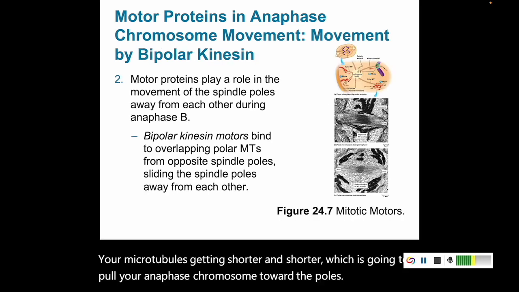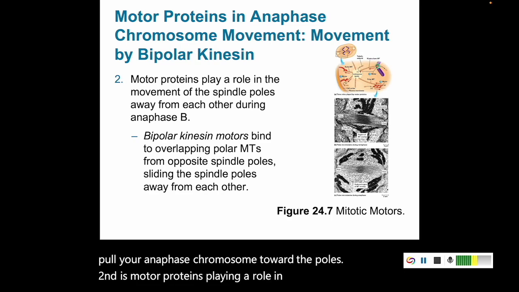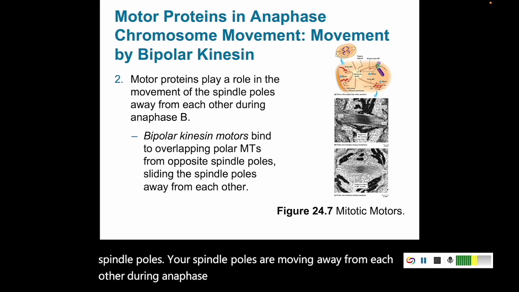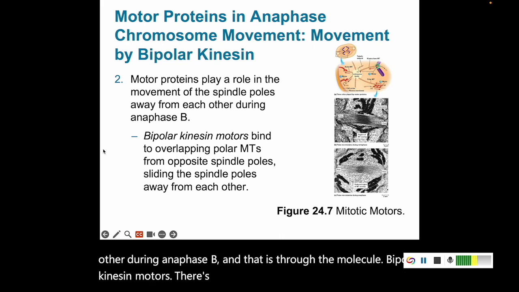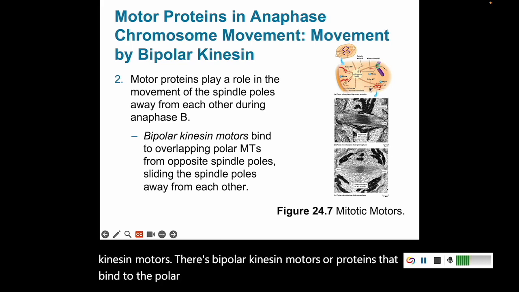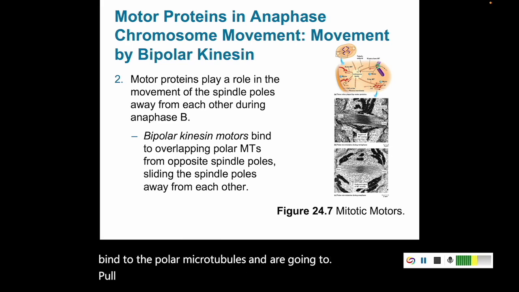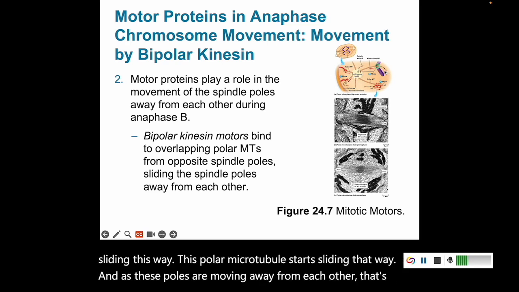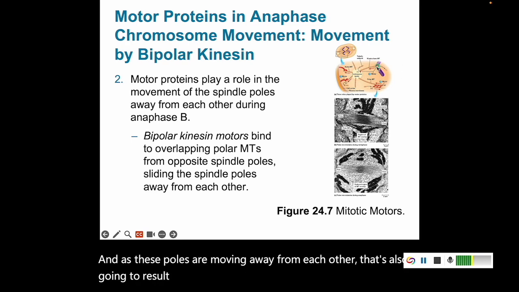Second is motor proteins playing a role in the movement of these spindle poles. Your spindle poles are moving away from each other during anaphase B, and that is through the molecule bipolar kinesin motors. There are bipolar kinesin motors or proteins that bind to the polar microtubules and are going to pull them away from each other. So this polar microtubule starts sliding this way, this polar microtubule starts sliding that way. And as these poles are moving away from each other, that's also going to result in movement of this whole structure towards its 2 separate poles.